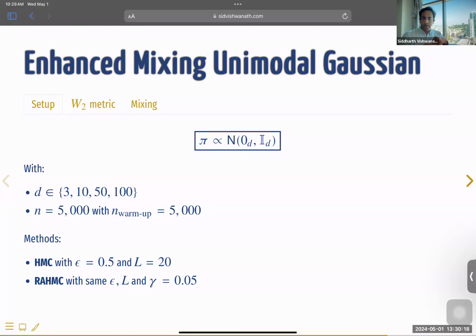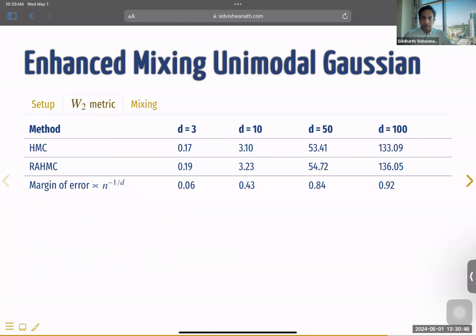And we also run the repelling-attracting HMC method with the same epsilon and L, but the only difference now is that we're adding this friction parameter gamma, which we choose to be 0.05. So any differences that we see between the results over here are purely attributable to the presence of the friction parameter in the repelling-attracting dynamics.